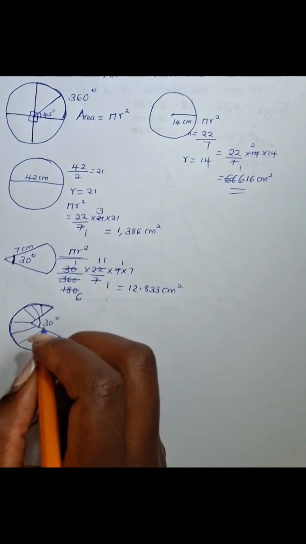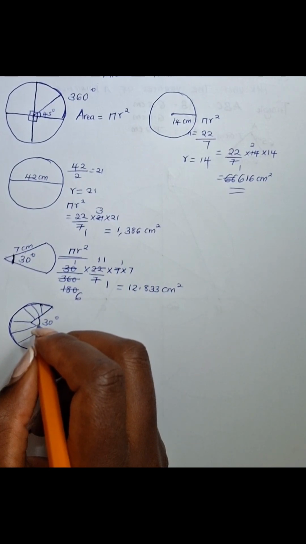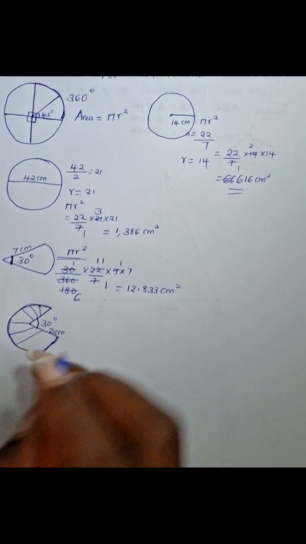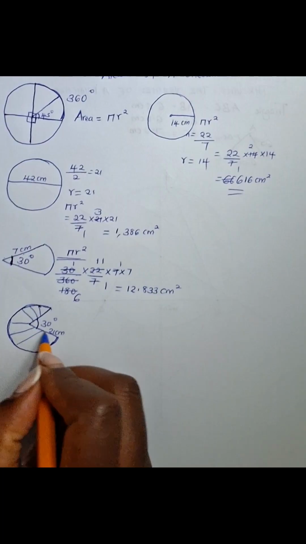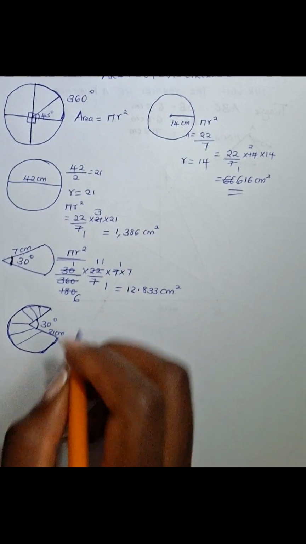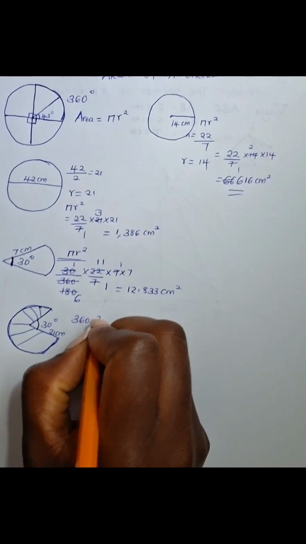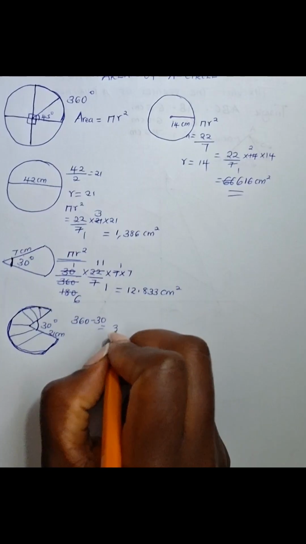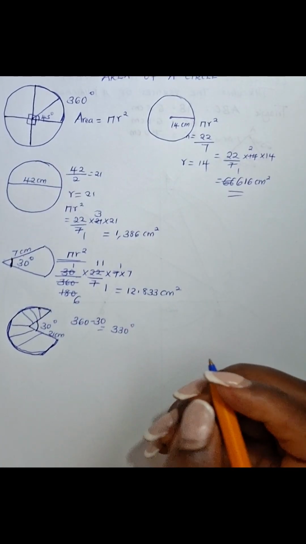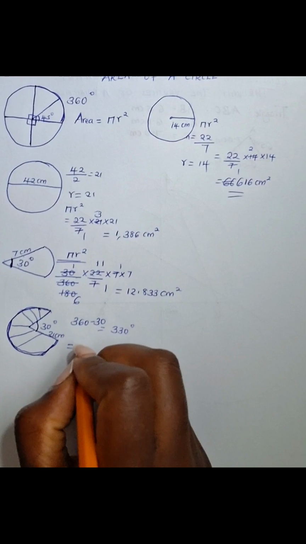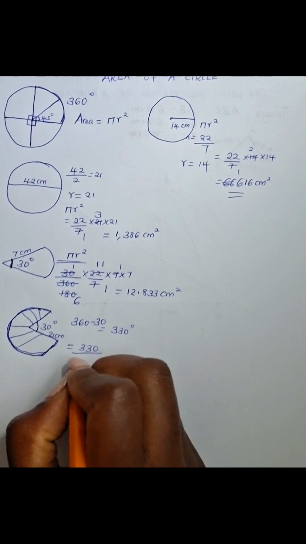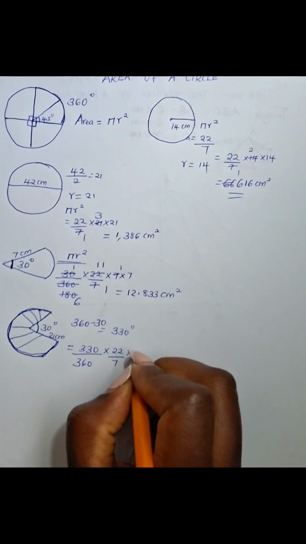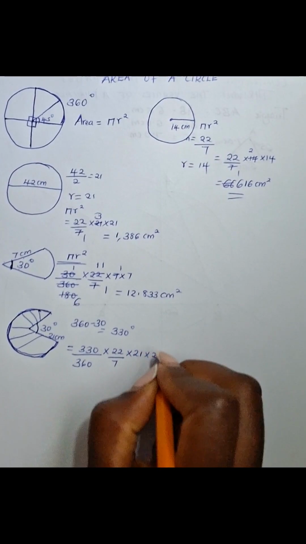You've also been given that the radius is actually 21 centimeters, okay? So what will you do? Remember, they've already removed the 30 degrees piece. You'll just take 360, subtract 30 degrees, and you'll get the remaining part is 330 degrees, okay? So what do you do, as I had said earlier, 330 divided by 360, then multiply by 22 over 7, then times r squared, times 21 times 21.